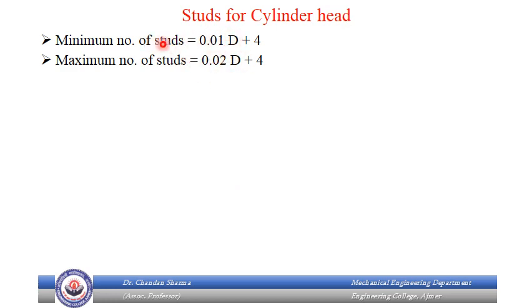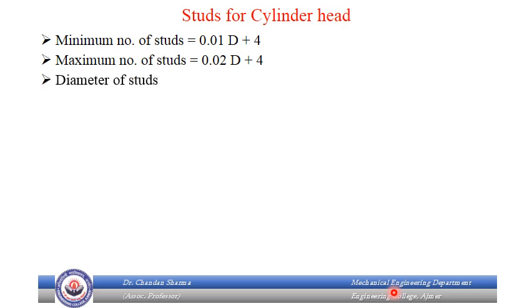These are the ranges which help us to find number of studs. Minimum studs should be 0.01 D plus 4 and maximum studs should be 0.02 D plus 4. To give you an idea, for a 200 mm bore diameter cylinder, number of studs using these two values should be within 6 to 8. Next comes diameter of studs.